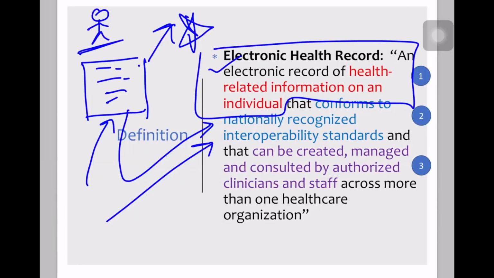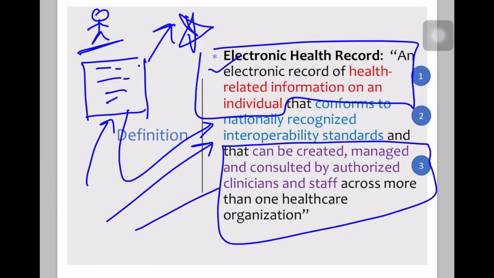Okay, now the third part of the definition: what is the source of this electronic health record? Who created it? Is it created by the clerk sitting at the front desk, or by the authorized consultant or clinician staff? Because the source of information, who created and collected it, is very, very important.